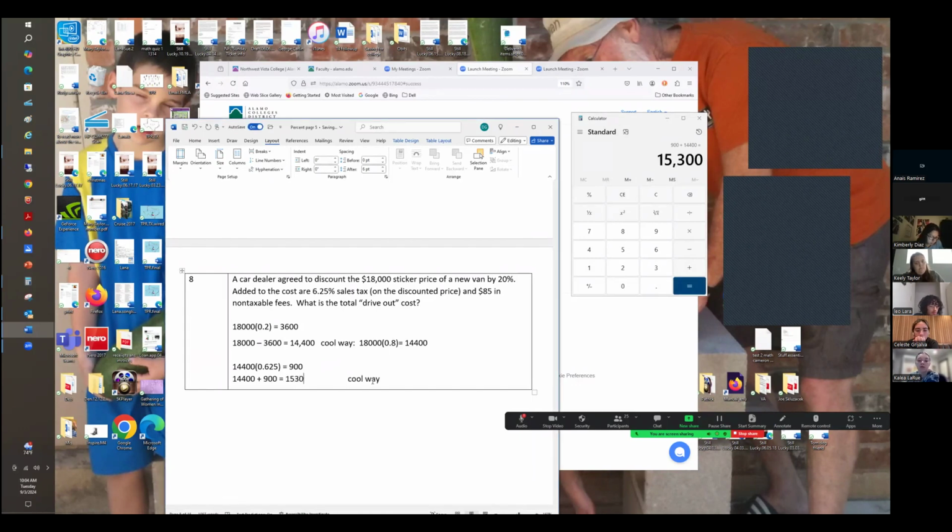The cool way is to recognize that you're going to pay 14,400 plus 6.25% of 14,400. And that means you're going to pay 106.25%. And you notice I made a little error there. No, that's the wrong spot. Sorry.